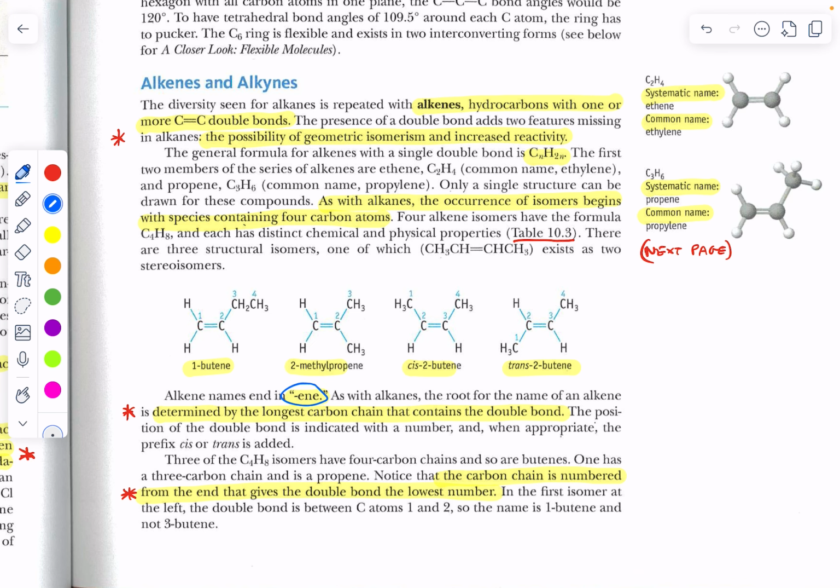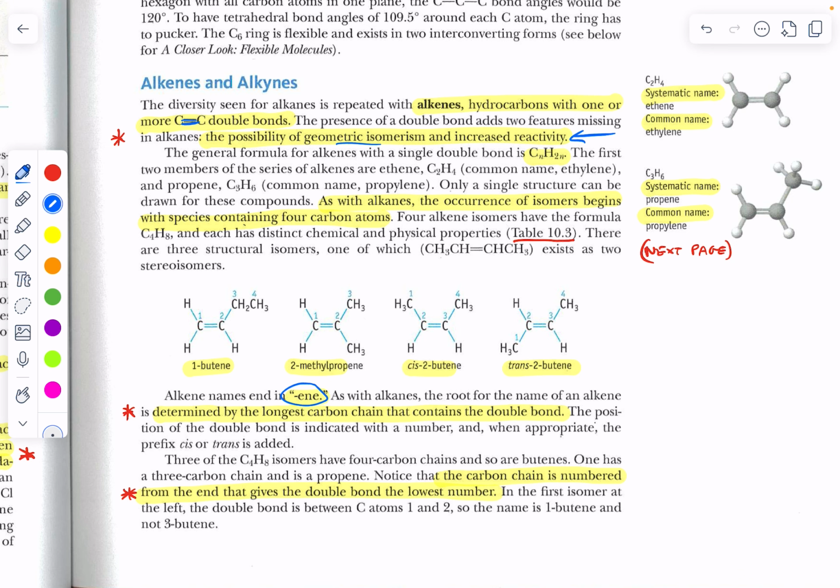Several things we should say about them. Because you have this double bond, this makes the molecule a little bit less stable, so it's going to be more reactive, and you're going to have the possibility of geometric isomerism, meaning cis and trans structures.